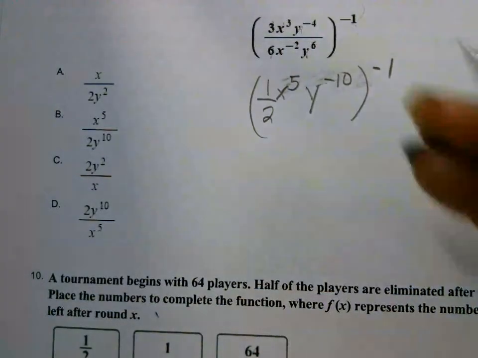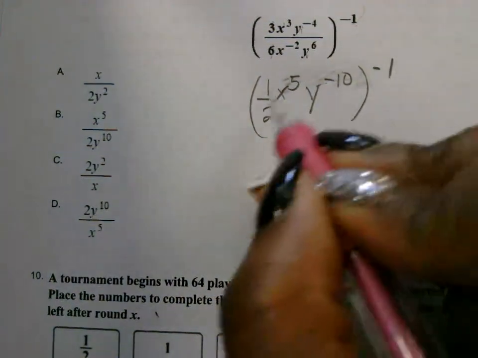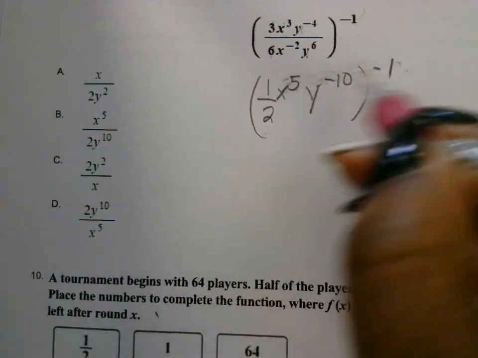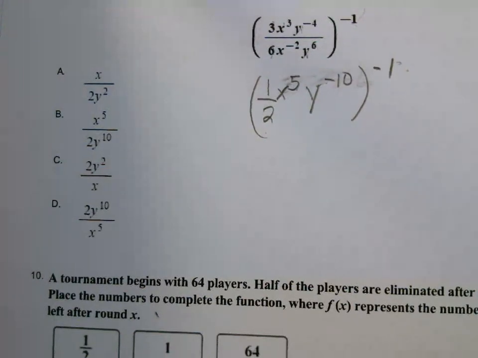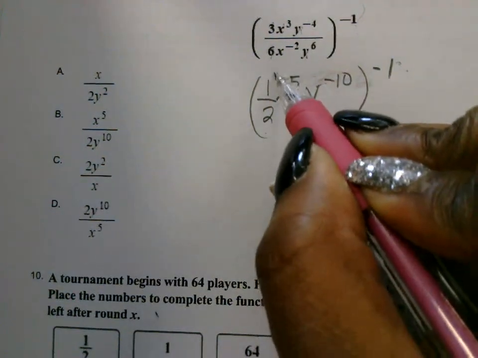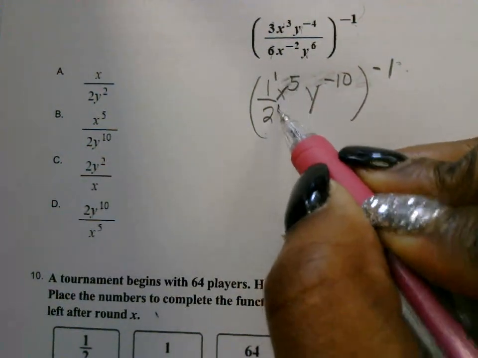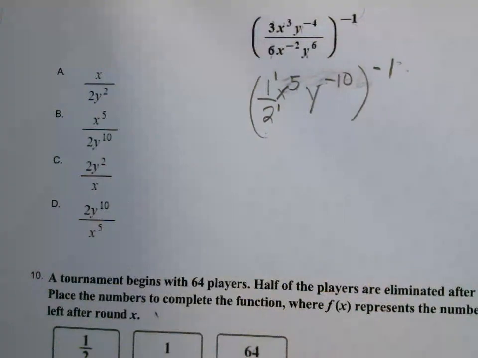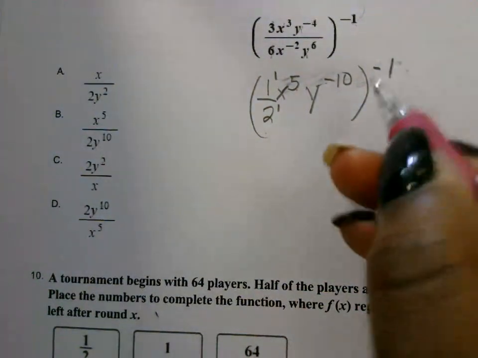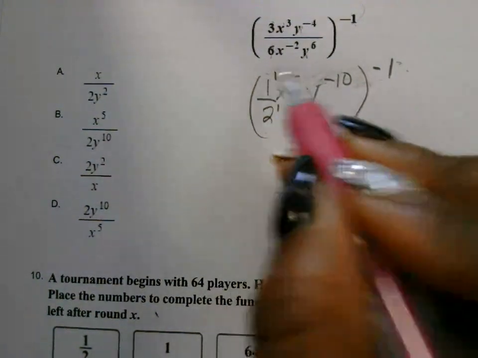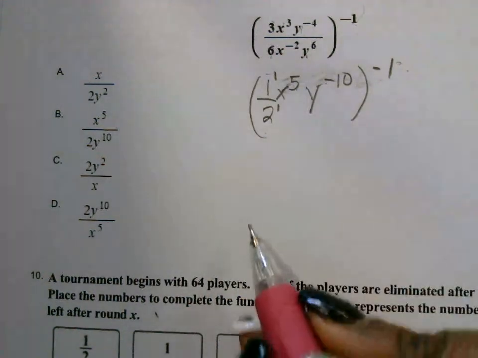Okay, so now I'm going to take this exponent here and multiply it times all the exponents in the parentheses. If you don't see an exponent on a number or a variable, the automatic exponent is 1. So I'm going to go ahead and put 1s as these exponents here so I don't get confused. So now let's multiply negative 1 times all of the exponents in the parentheses.